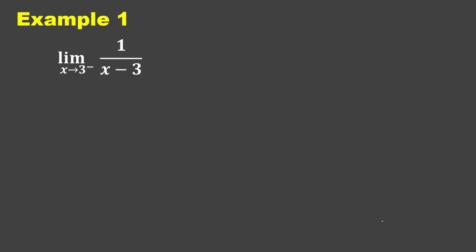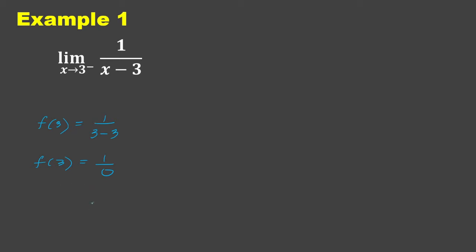So let us try to answer some examples. Let's say we have the limit of 1 over x minus 3 as x approaches 3 from the left. So the first thing to do is to find f of 3, or to plug in 3 to the given equation. So we have 1 over 3 minus 3. So f of 3 is equal to 1 over 0. So we can say that we have a vertical asymptote at x is equal to 3.